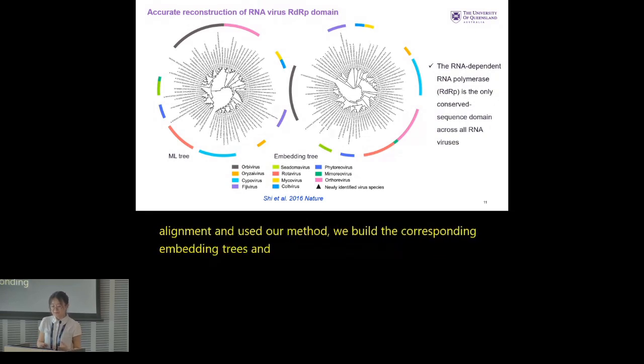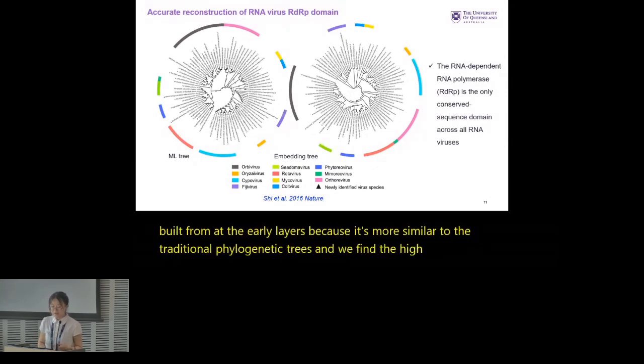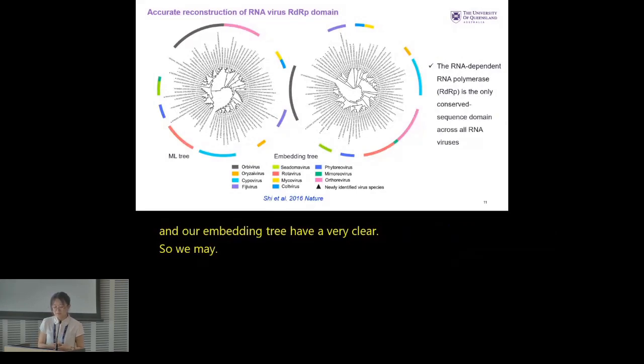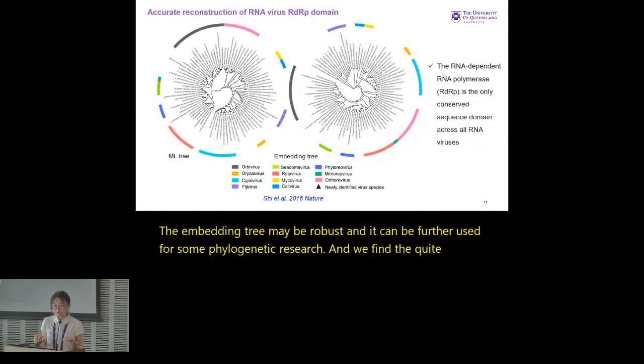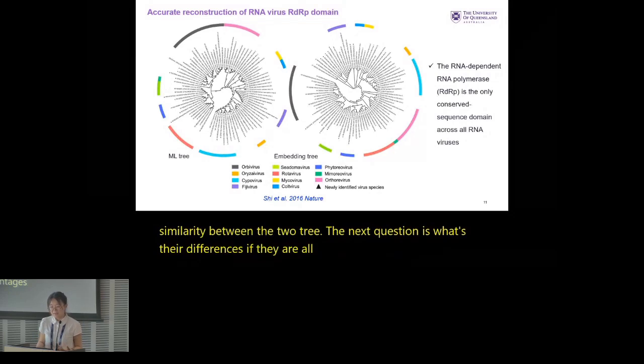Here I just present the embedding tree built from the early layers because it's more similar to the traditional phylogenetic trees. And we find high concordance between the embedding tree and the ML trees. Our embedding tree has very clear groupings of the viruses. So we may think the embedding tree is robust and can be further used for some phylogenetic research. We find quite a lot of similarity between the two trees. The next question is, what are their differences? If they are all similar, what are the advantages or disadvantages of the MSA transformer trees?